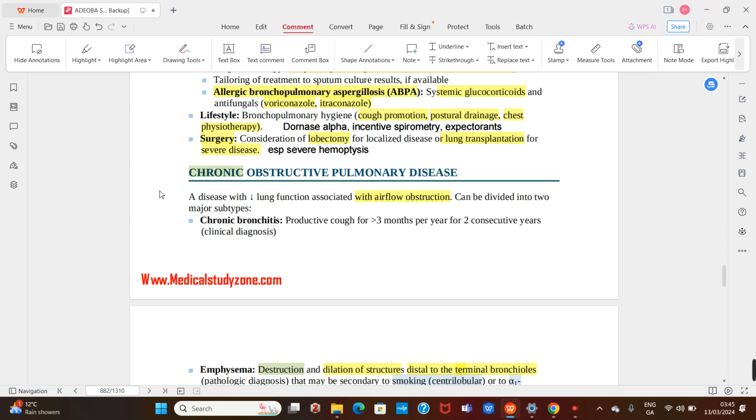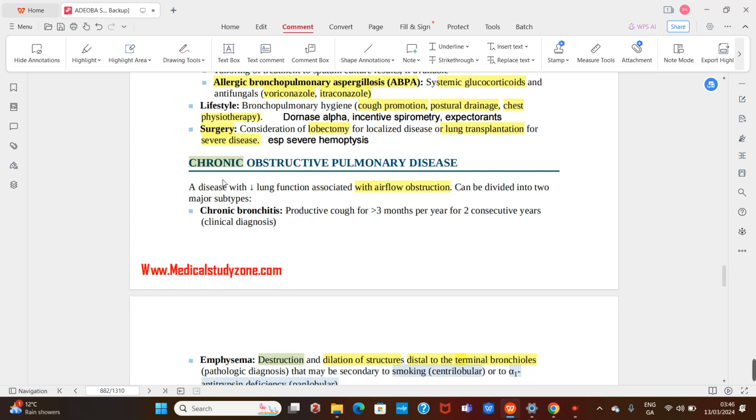Dornase alpha is a mucolytic. It breaks down the DNA of the cells within the mucus. So they will become less viscous at the end of the day and will be flowing out. That's how it works. You use it in cystic fibrosis, if you remember. You use it a lot to treat people with cystic fibrosis.